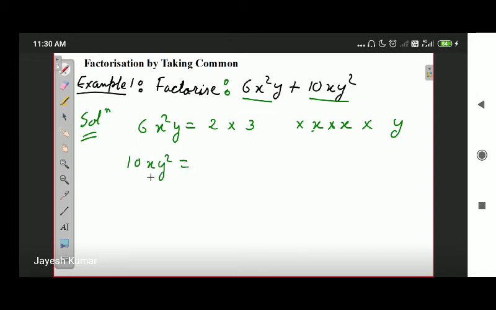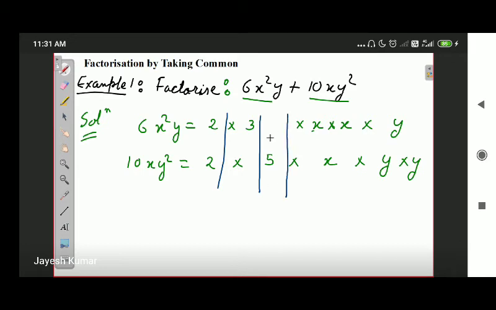The expansion of 10xy square will be 10 is 2 into 5, x is x, and y square is y into y. Once again I have grouped them. I have placed 2 below 2. I did not have 3 in the second polynomial, so I have placed nothing below it. I did not have 5 in the first polynomial, so there is nothing above 5. Then there is a group of x, then there is a group of y.